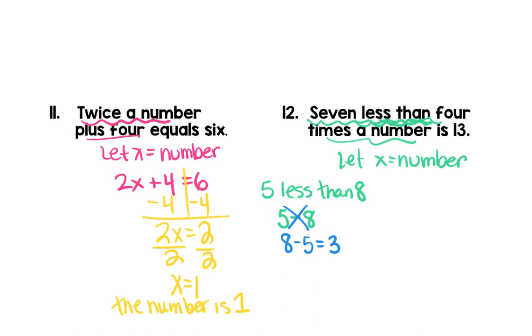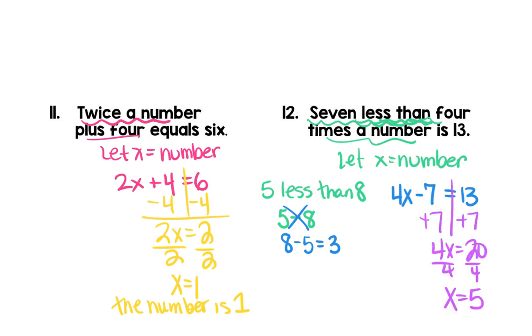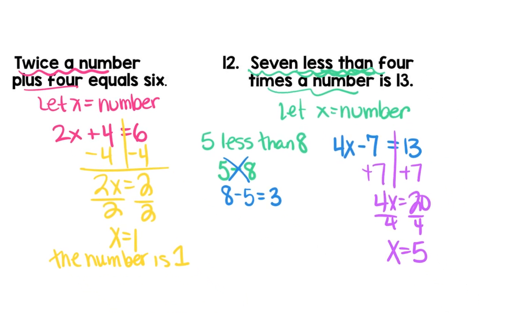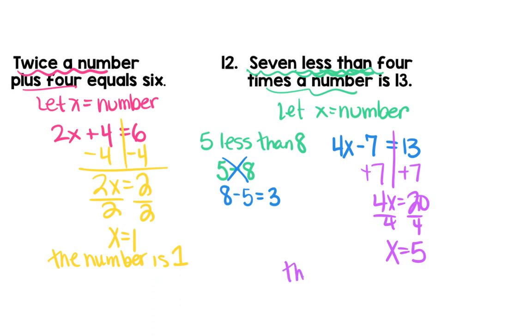So you have to do the same thing when you're thinking about variables. 7 less than 4 times a number. So 4 times your number, 7 less than that is going to be 13. So here's my answer when I solve: x equals 5. The number is 5.